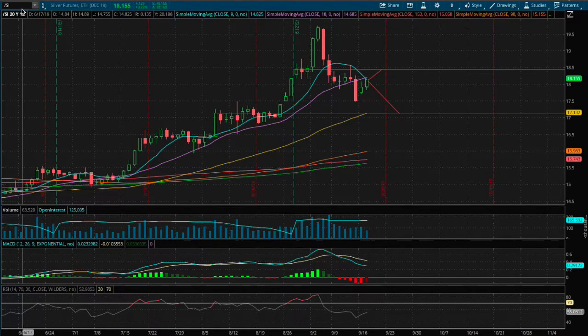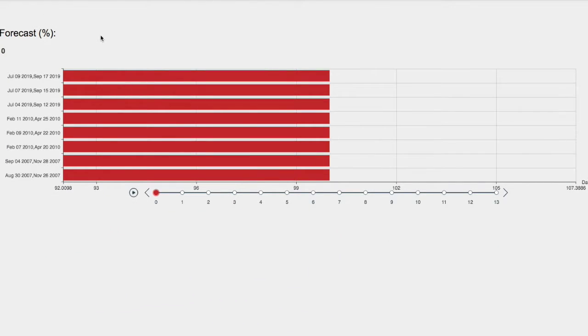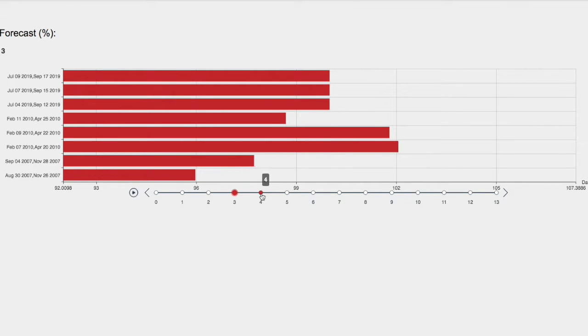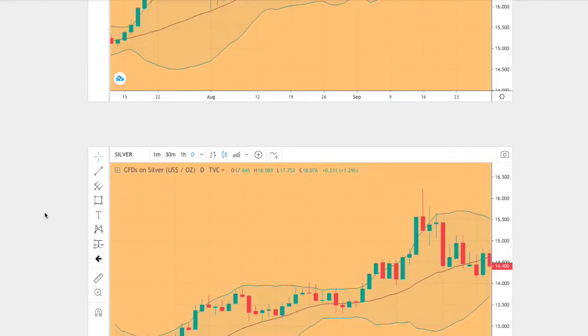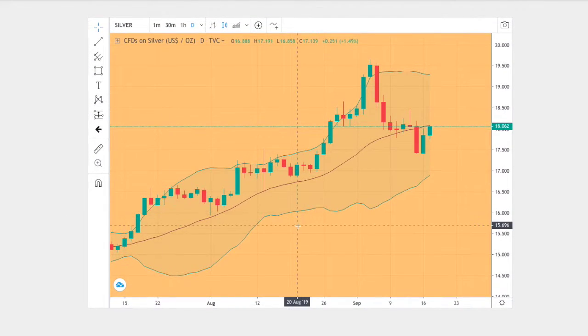So let's head to the forecast model. On here I'll go day by day, where silver will head in the next coming days. So we have 1 day out, 2 days out, 3 days out, 4 days out, 5 days out, 6 days out, and 7 days out. So which one of these forecast models should we focus on? Ideally, the model that is the best match to the current trend.